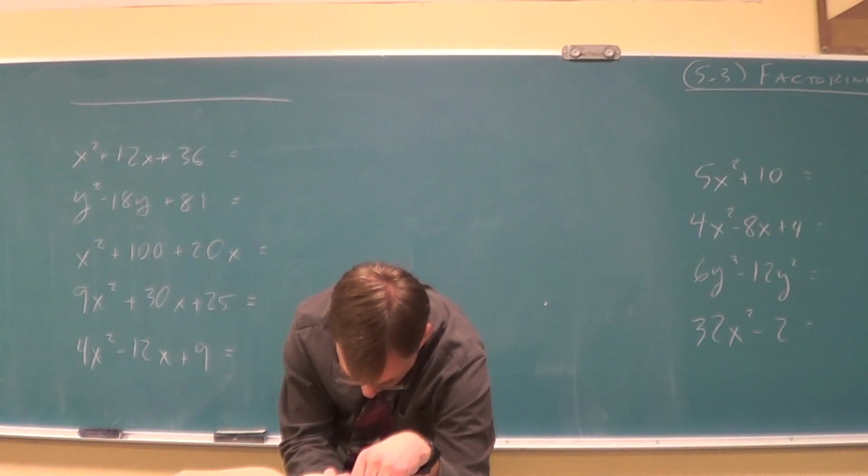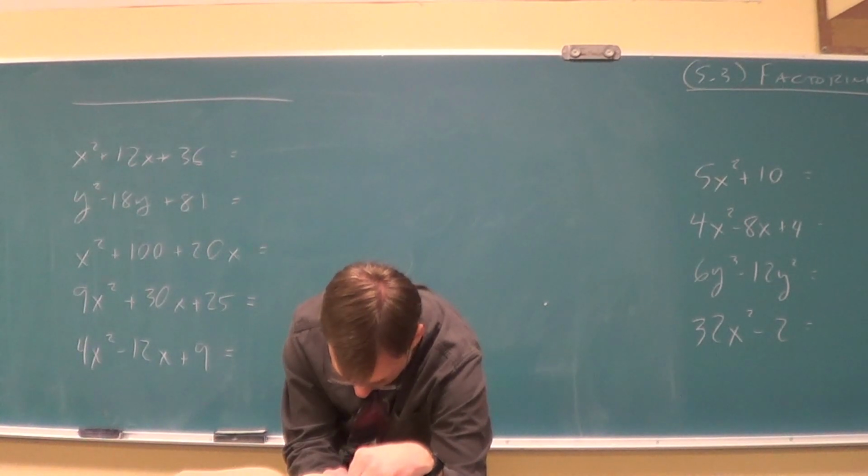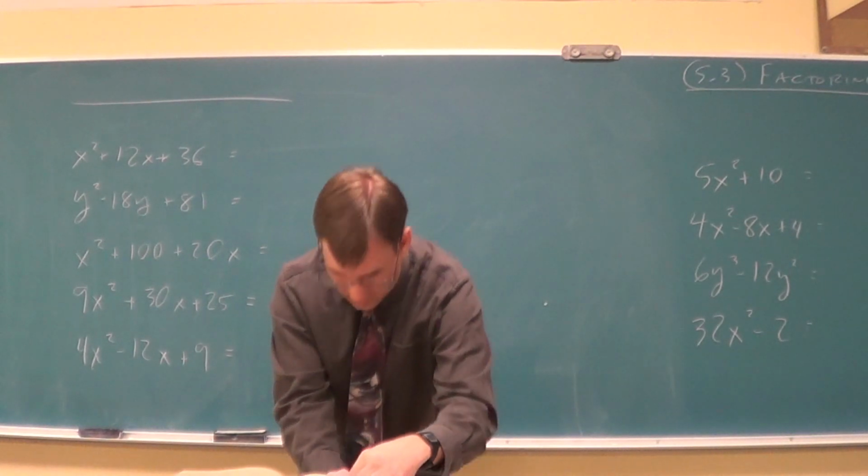4a to the third b squared. Yes. Minus 10a squared b squared. Yes. Plus 4a squared b. Yes. Plus 3ab cubed. Yes. Plus 4ab squared. Yes. Minus 2ab. Yes. Minus 6b cubed. Yes. And then plus 3b squared.